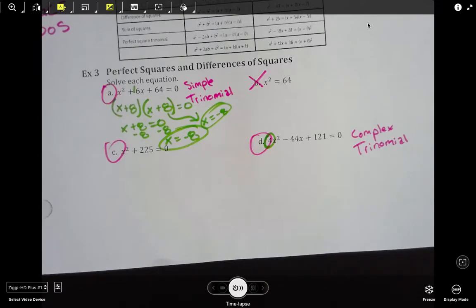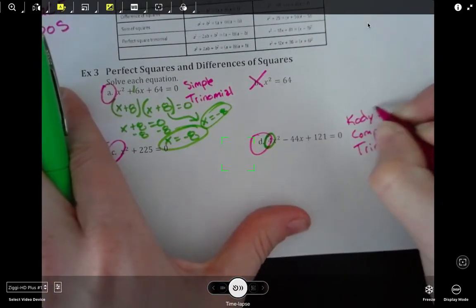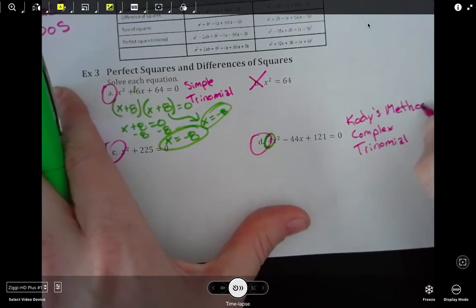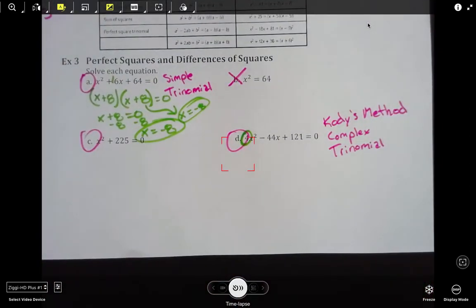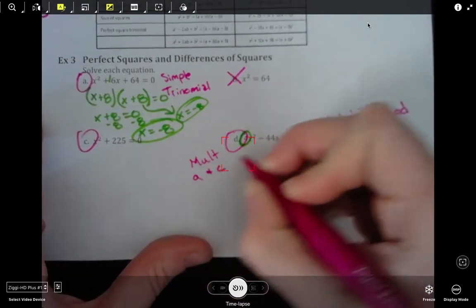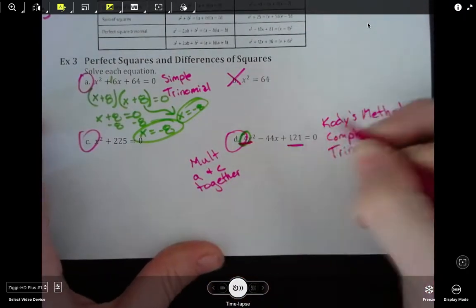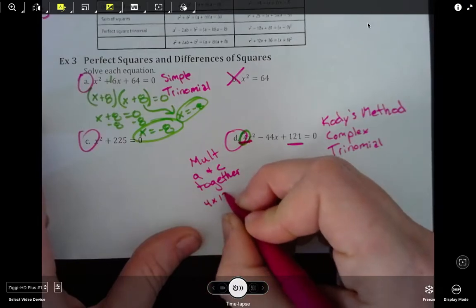In the complex one, you remember what we do first? I know you guys have done this before. This is the one that I call Cody's method. Cody's method, named after Cody Mans because he hated these. What you do to start with is multiply the 4 by the 121. So I'm going to write: multiply A and C together. A is the 4, C is the 121. 4 times 121.